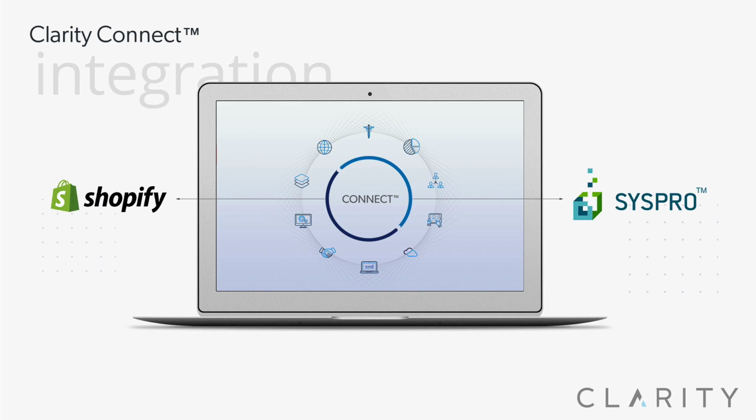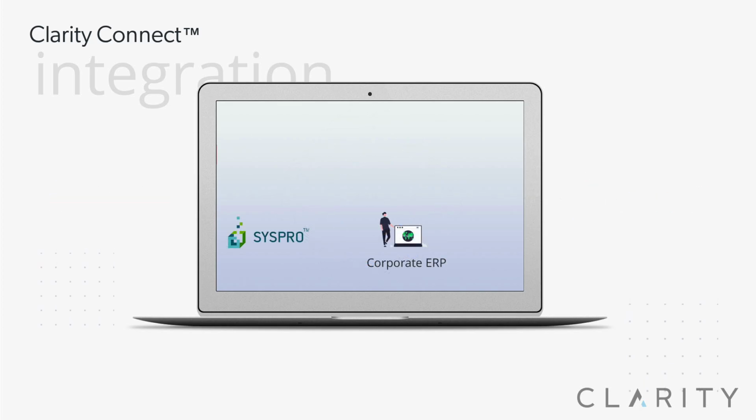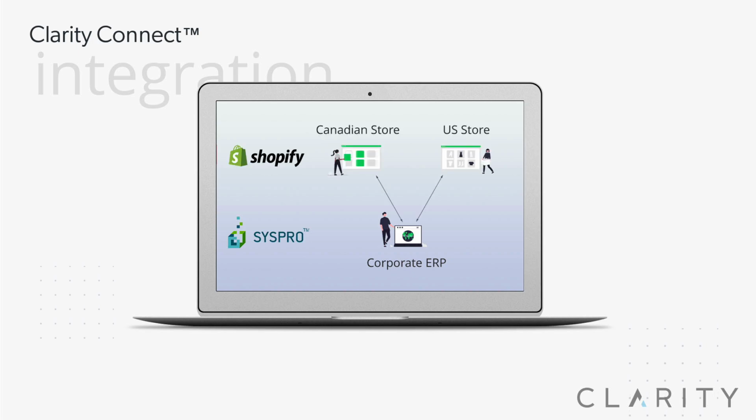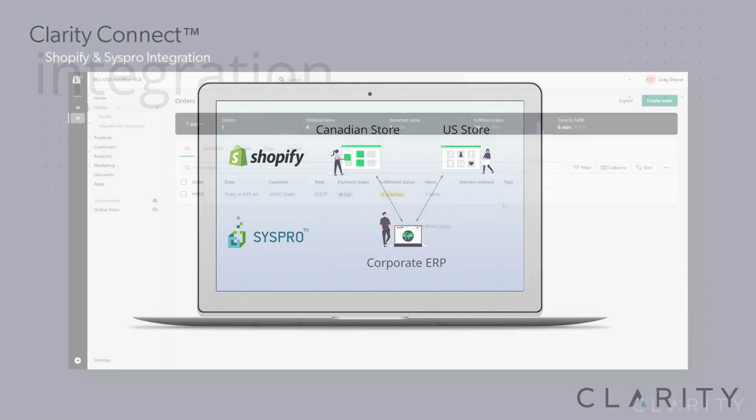Now, in production, these syncs will be run automatically, but for today's video, I'm going to trigger them manually so we can watch them process in real time. This client's configuration consists of a corporate Syspro installation with 2 Shopify stores being integrated, one in Canada, the other in the US. All workflows are set up to process all 3 applications.